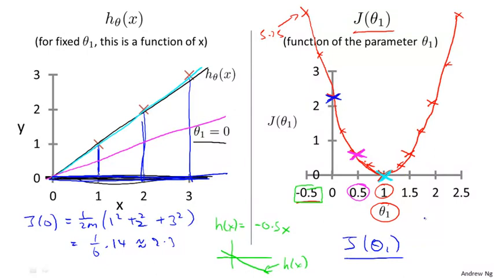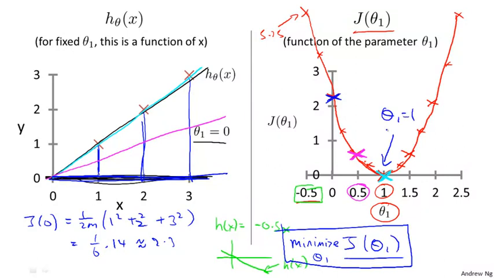Now, remember, the optimization objective for our learning algorithm is we want to choose the value of theta 1 that minimizes J of theta 1, right? This was our objective function for linear regression. Well, looking at this curve, the value that minimizes J of theta 1 is theta 1 equals 1. And lo and behold, that is indeed the best possible straight line fit through our data. By setting theta 1 equals 1, and just for this particular training set, we actually end up fitting it perfectly. And that's why minimizing J of theta 1 corresponds to finding a straight line that fits the data well.